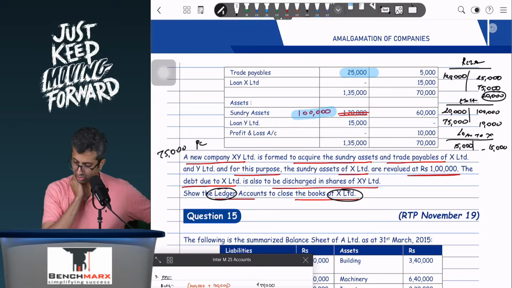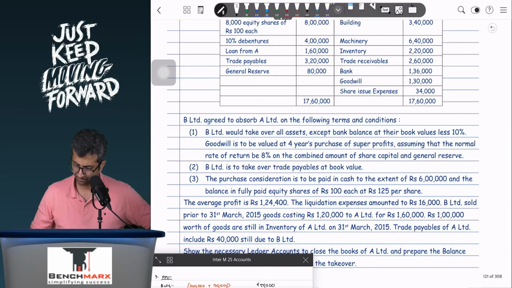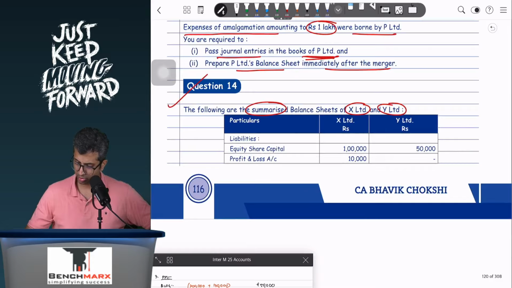Sundry assets, okay. And loan to X, 15,000. I will receive equity shares 75,000 towards the business and another 15,000 towards discharging this loan. This 15,000 I will use to discharge against the loan, and then I will have the remaining 75,000 to be settled over here. Barabar. It's 1,10,000.